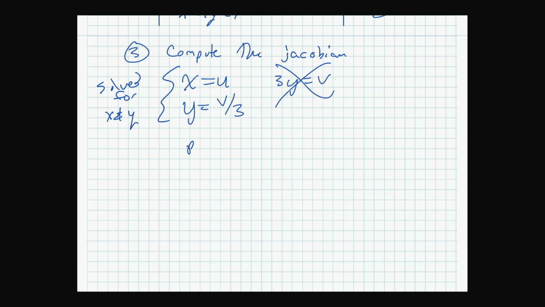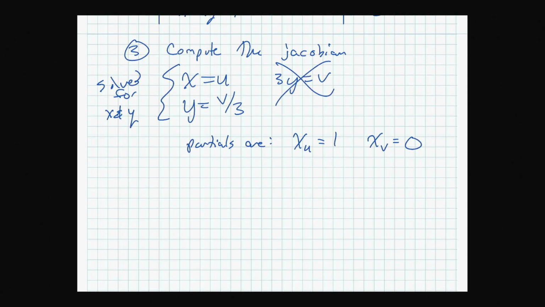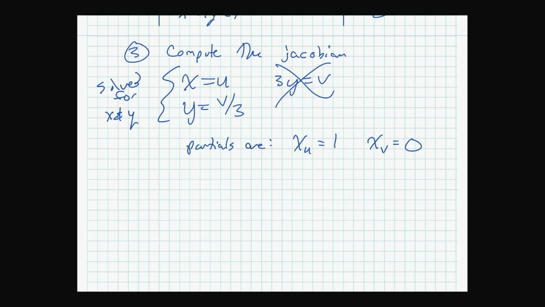We need our partials. We need the derivative of x with respect to u. That's 1. We need the derivative of x with respect to v. That's 0 because there are no v's here. We need the partial of y with respect to u. There's no u's here, so that's going to be 0. And we need the partial of y with respect to v. That's going to be 1/3.